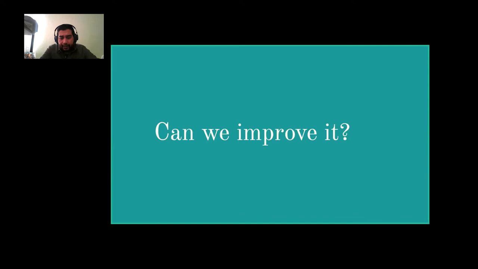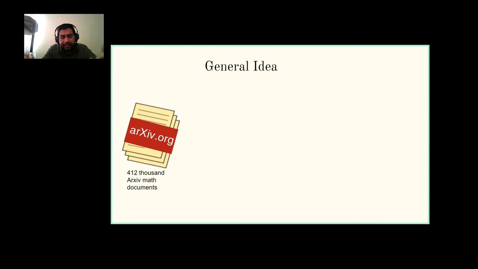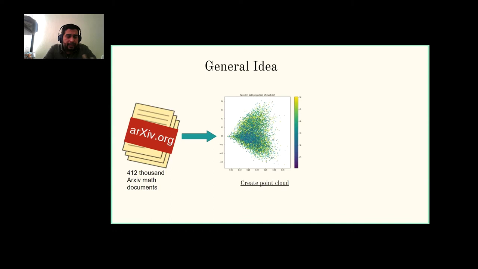And so these are the first ideas that I had to try to improve it. We decided to work with more documents, because we had access to them, but that's just a variation, it's not a big deal. And then instead of working with the documents with mathematical concepts taken from Wikipedia, we decided to use the documents as points in a point cloud.